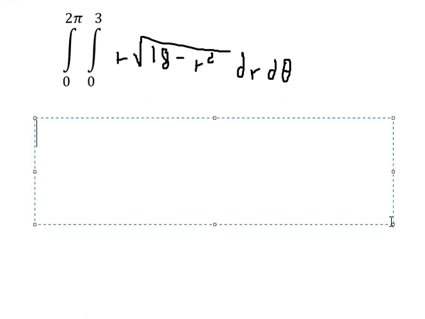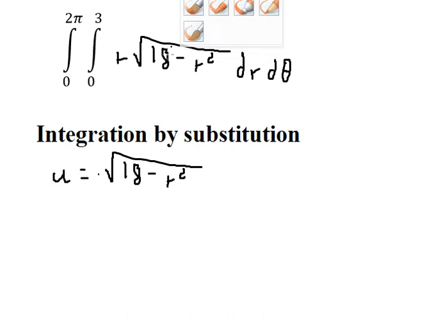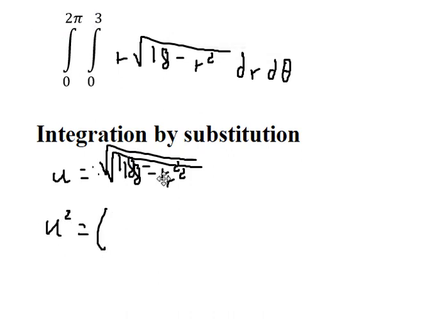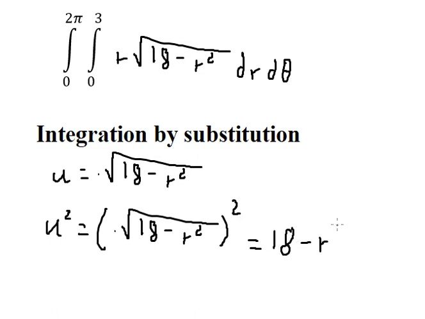So we need to use integration by substitution. So I will put u equals the square root of 18 minus r squared. Later we square both sides to cancel the square root. Next, we take the first derivative of both sides.